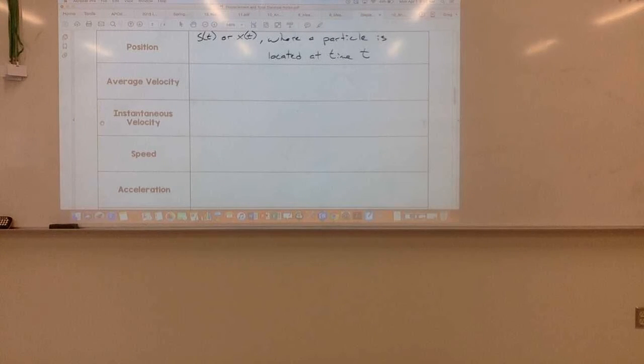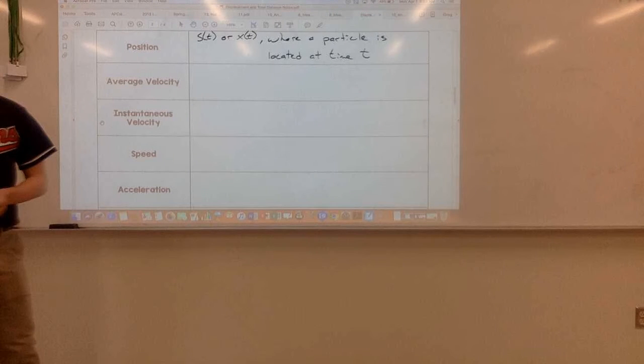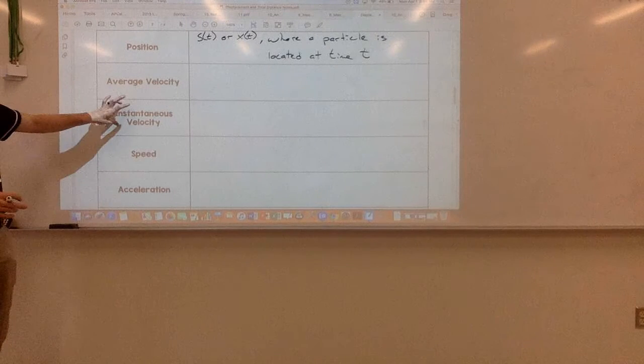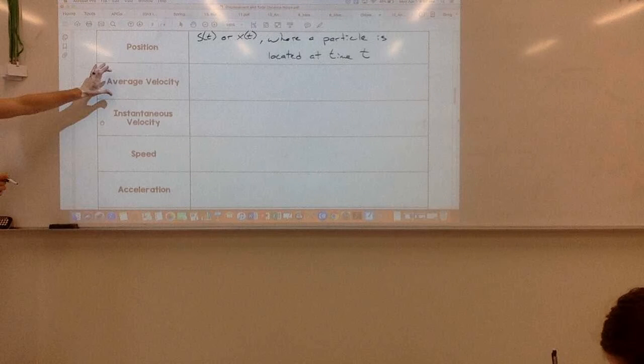Alright, what about average velocity? So what's the difference between average and instantaneous velocity? This is over an amount of time. Average is like the average. Instantaneous would be the velocity at one specific time. Average would be the velocity over the entire interval that we care about. So how would I find average velocity?